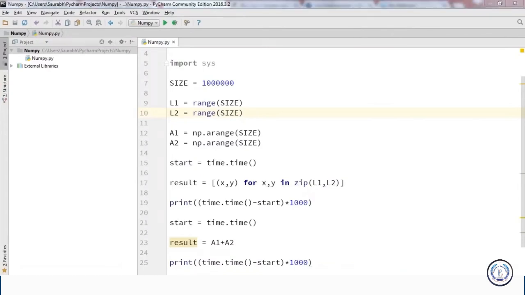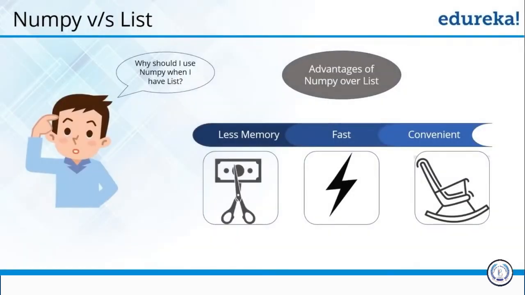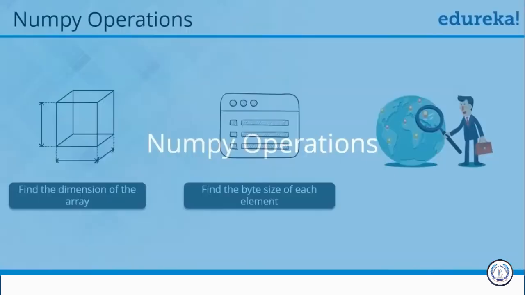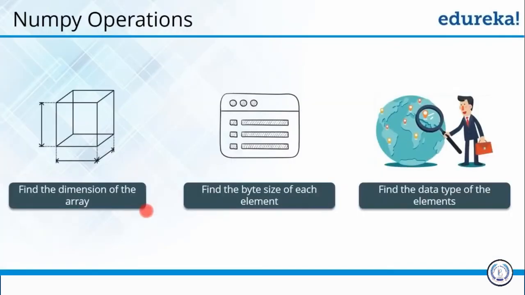So let me go back to my slides. Now is the time to see various operations that you can perform with numpy arrays. You can find the dimension of your array, whether it is a two-dimensional or a single-dimensional array. Then you can even calculate the byte size of each element. It is pretty easy. I'm going to tell you that practically. You don't need to worry about that. And you can even find the data types of the elements that are stored in your array. So if you want to know the data type of the elements, you can do that as well. So let me show you these three operations first, and then we'll move forward to the other operations.